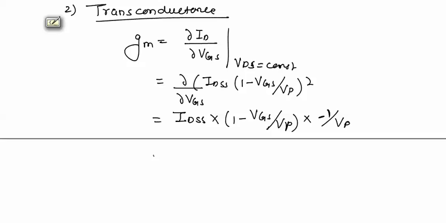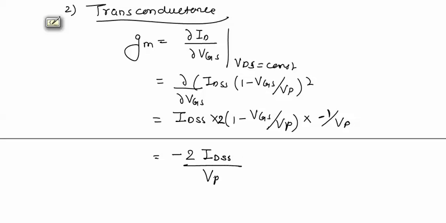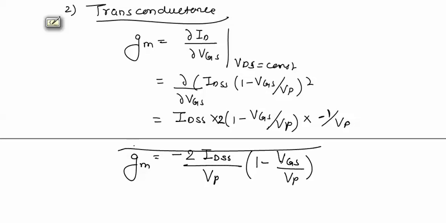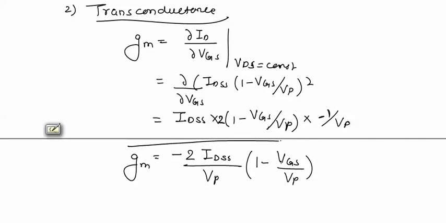So rewriting it, it will be 2 into 1 minus VGS upon VP, and IDSS will be equal to minus 2. Transconductance GM will be equal to minus 2 IDSS upon VP into 1 minus VGS upon VP. This will be the equation for transconductance GM.